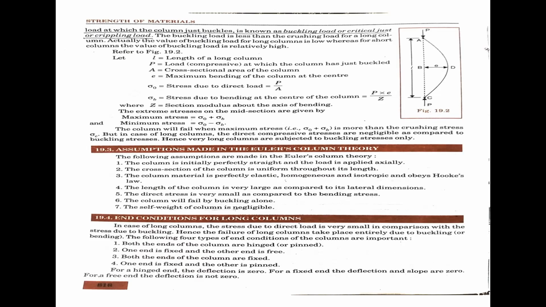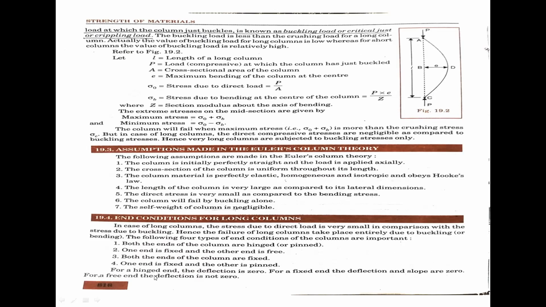The following four types of end conditions for the column are important. See the four conditions. First, both the ends of the column are hinged. Second, one end is fixed and the other end is free. See the arrow mark and the diagram 19.2. These are the supports: both hinged, and one end fixed, other end free.